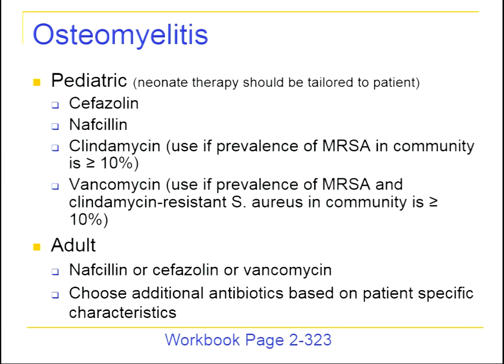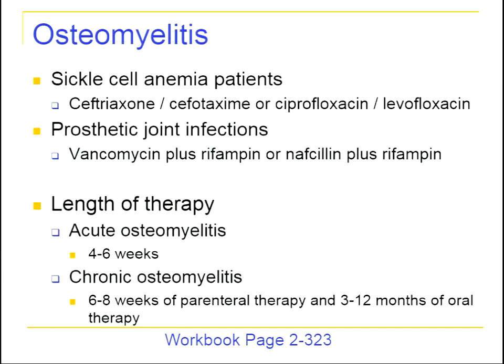which was just definitive for the osteomyelitis. So as far as antibiotics are concerned, pediatric osteo is usually gram-positive, usually Staph aureus, so cefazolin or nafcillin or clindamycin, maybe vancomycin if necessary, definitely if it's MRSA. And then in adults, again, antibiotics for gram-positive organisms: nafcillin or cefazolin or vancomycin. Sickle cell patient, prosthetic joint infection, slightly different.